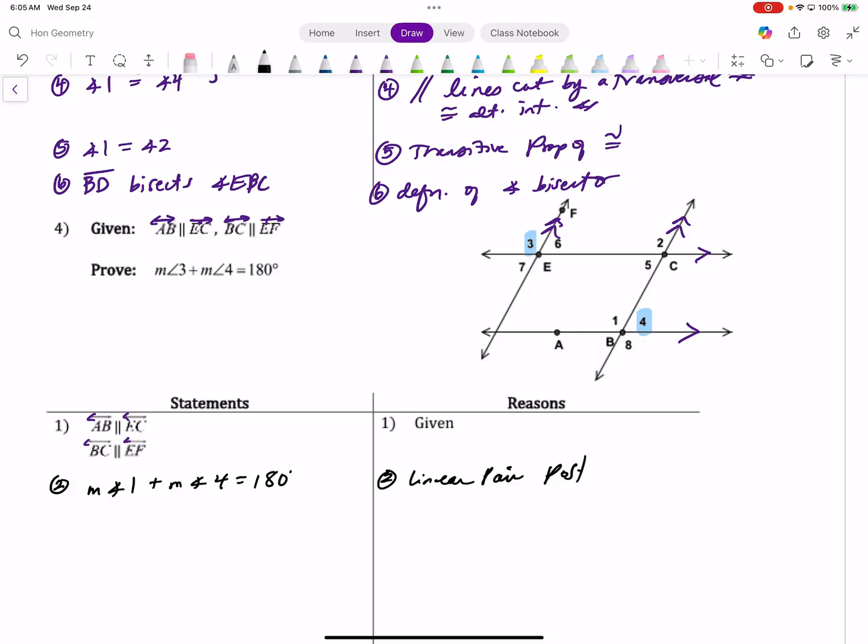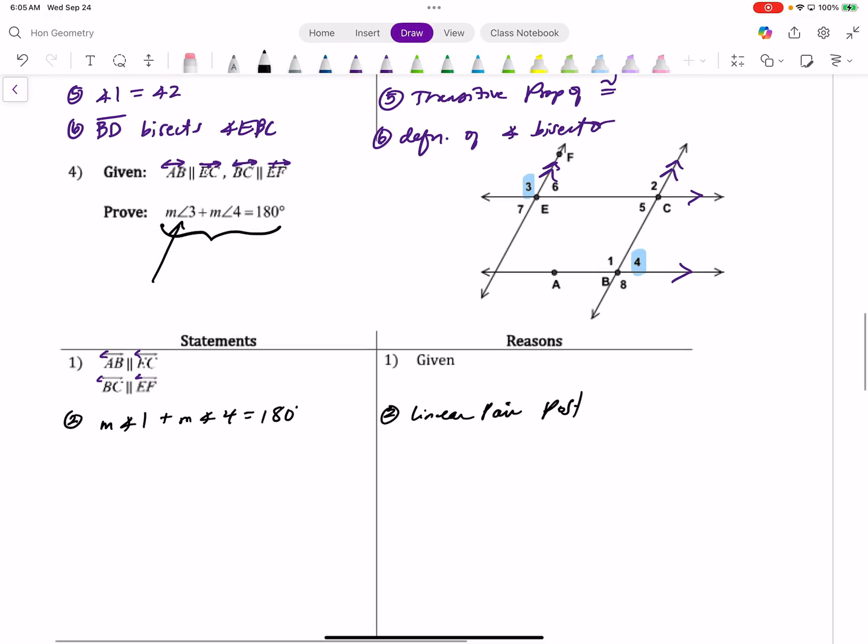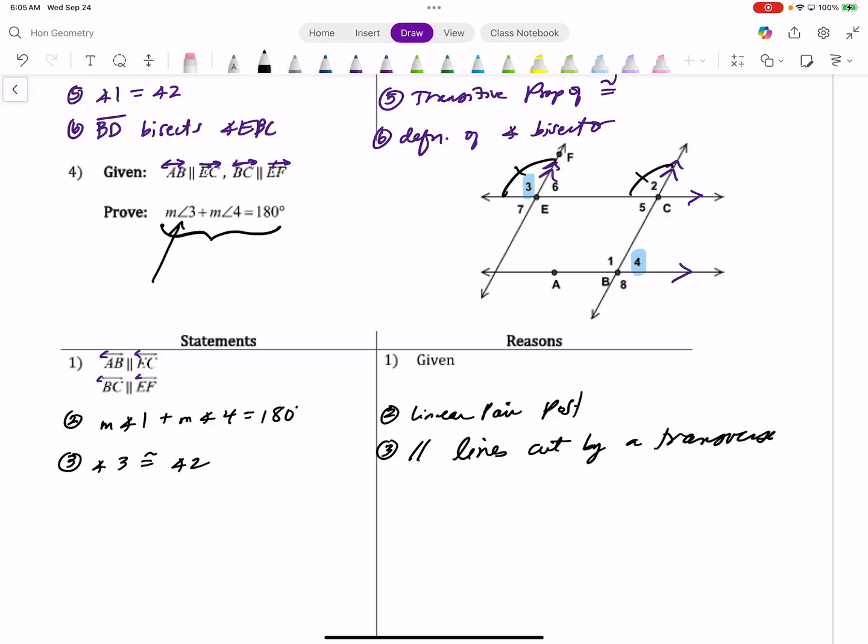Okay. So I have the measure of angle 1 where the measure of angle 3 is. So if I could figure out that angle 1 and angle 3 are congruent, then I'd be set. So let's see how we get there. So angle 3, I know is congruent to angle 2, because parallel lines cut by a transversal imply congruent corresponding angles. Okay.